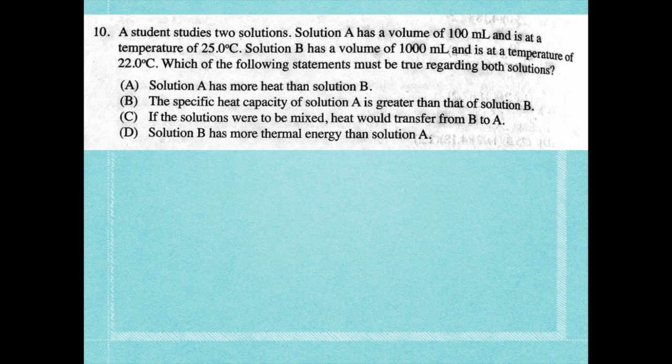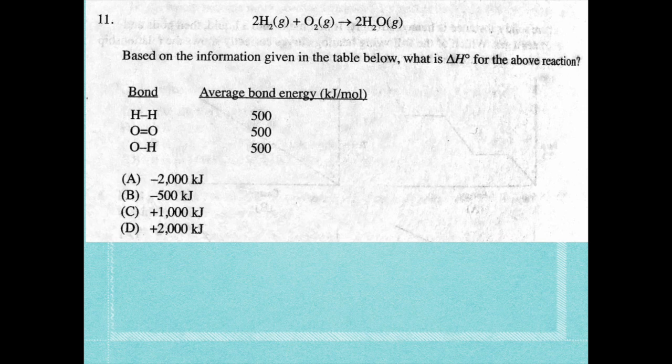That's not true, because B is actually at a lower temperature. Heat would go from solution A at a higher temperature to solution B, which is at a lower temperature. So the final answer, the only one that works, is that solution B has more thermal energy. Okay, so it has more thermal energy not because it's at a lower temperature, but because there's such a great volume of solution B that it's going to have more overall energy. It's going to possess more energy.